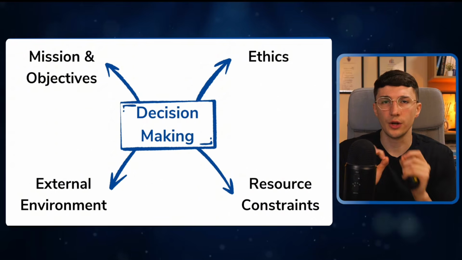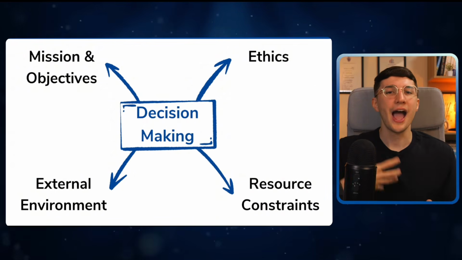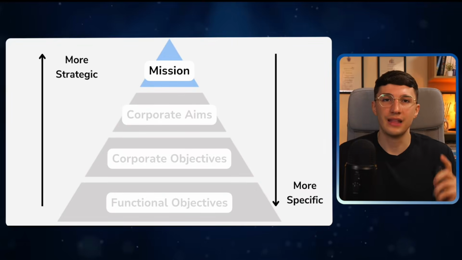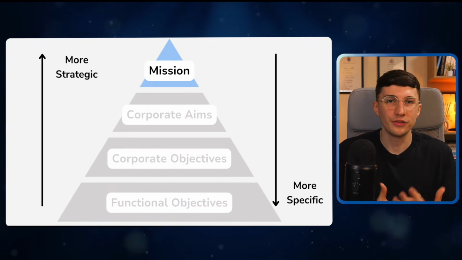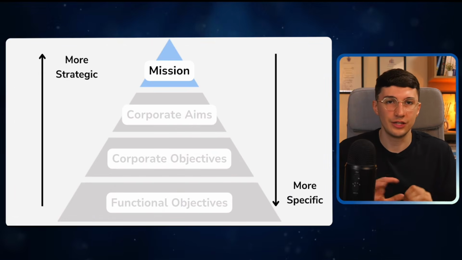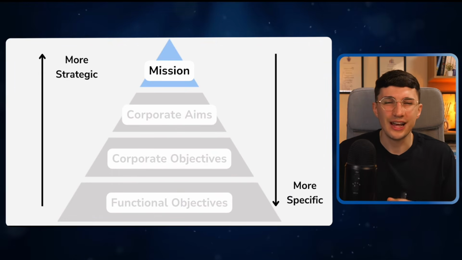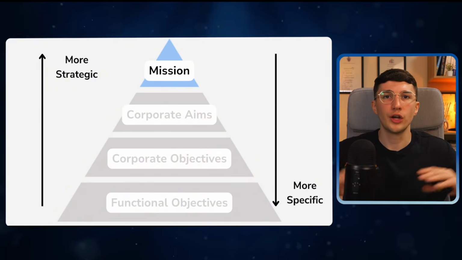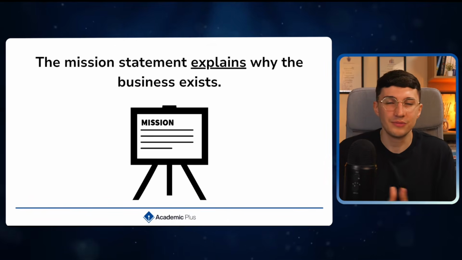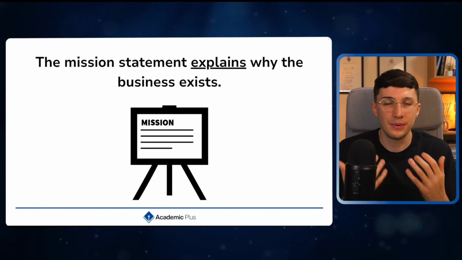What we're going to do is break down each of these and explain how it could influence our decision making. Starting off with the business's mission. Now, we looked at in Unit 1 what a mission and mission statements are. And essentially these will be the strategic decisions of the company. So they're not really that specific, but they influence the entire direction of the organization. Now, when we look at the mission and the mission statement, essentially it explains why the business exists.